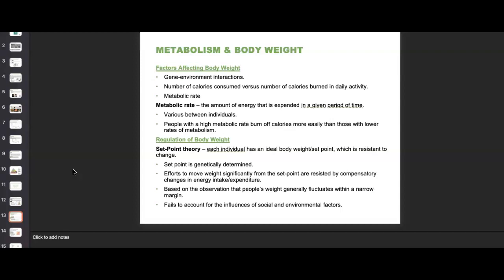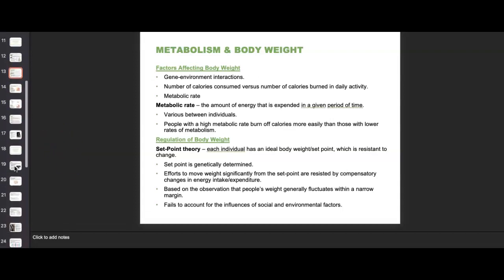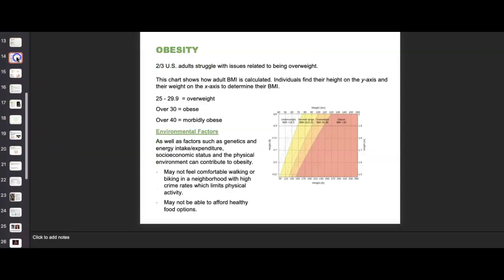Efforts to move weight significantly from the set point are resisted by compensatory changes in energy intake and expenditure, right? Set point is essentially homeostasis for us. Our body is trying to reach the set point. This is based on the observation that people's weight generally fluctuates within a narrow margin, and it fails to account for the influence of social and environmental factors. This oftentimes is what leads to obesity.